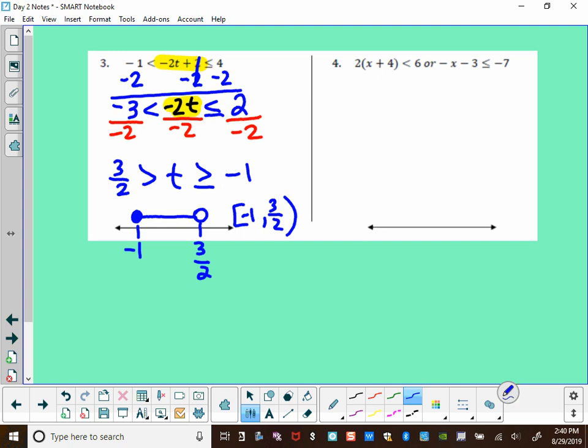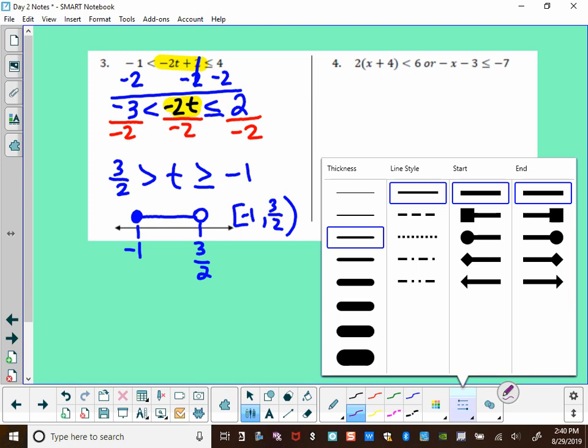All right, look at number 4. It's definitely going to be an OR graph. I have 2 different problems, okay? So we have to do these separately.